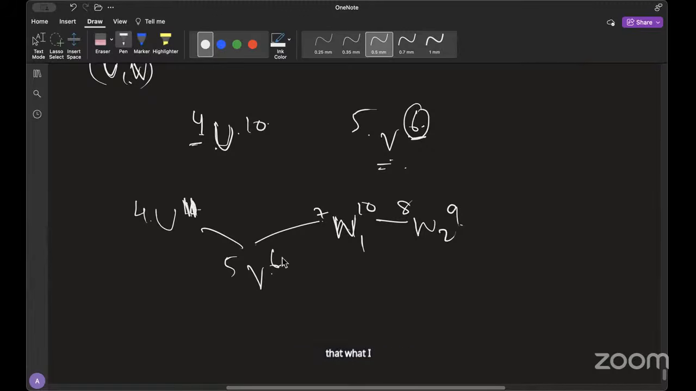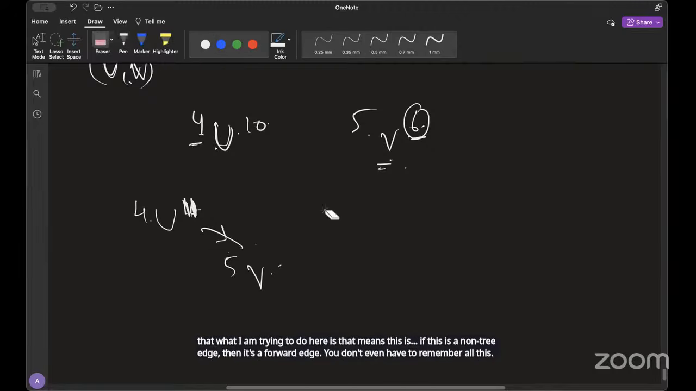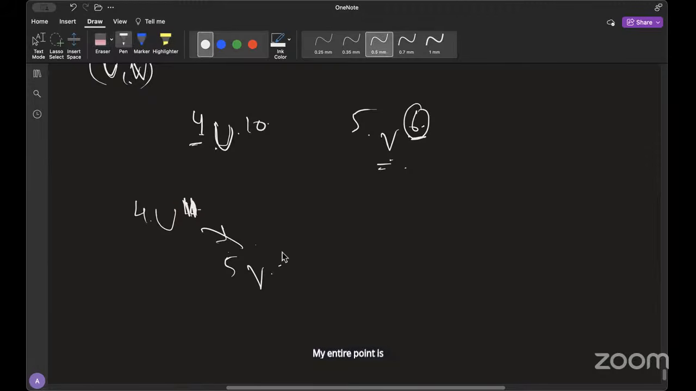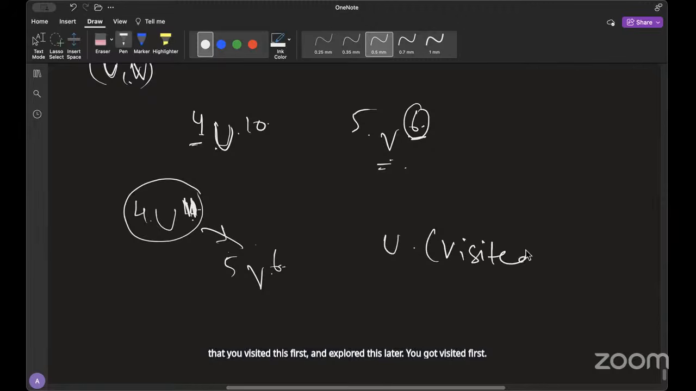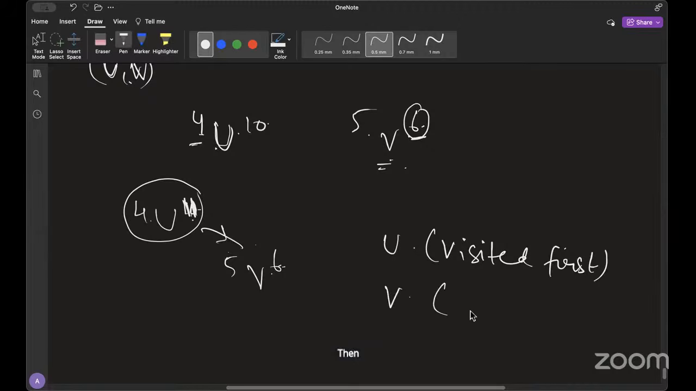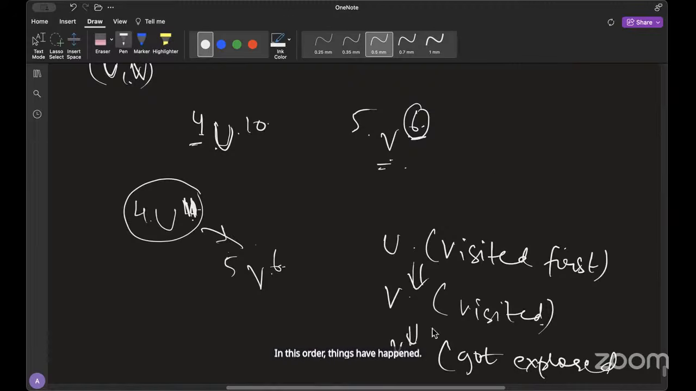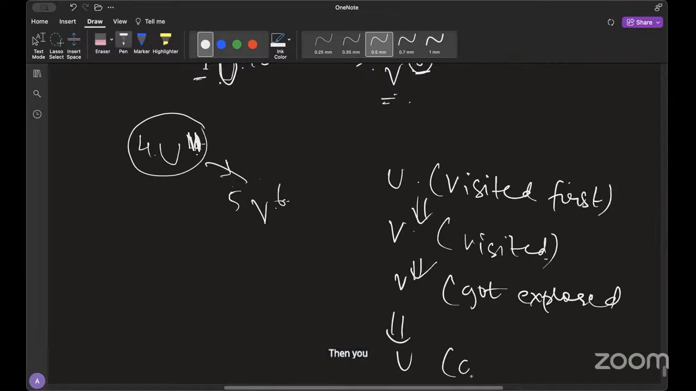What I am trying to say here is that if this is a non-tree edge, then it's a forward edge. You don't even have to remember all of this. This is not important at all. My entire point is that you visited this first and explored this later. You got visited first, explored later. Then we got visited, then we got explored. In this order, things have happened.